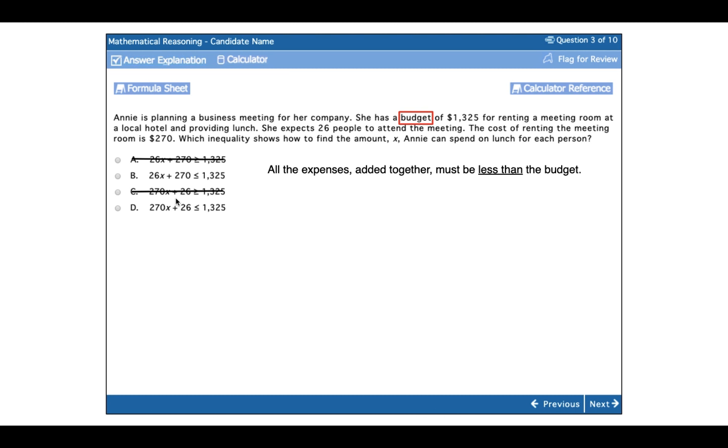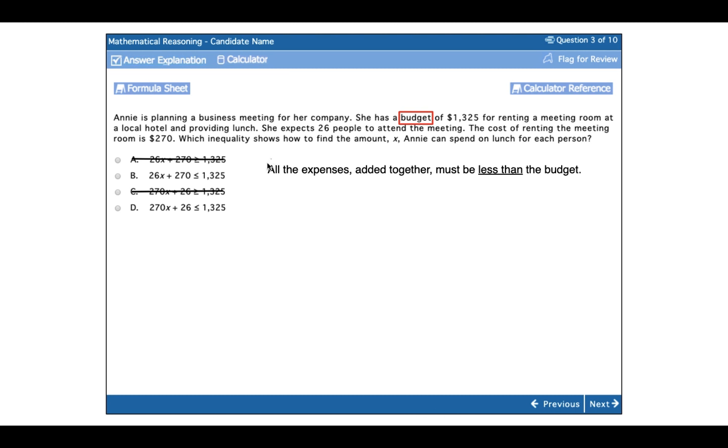So the question is, we have 26 people coming to lunch and $270 for the room. And we have this X. The only difference between B and D is where the X is, really. The X is next to the 26 here, and it's next to the 270 here. And we know that X is the amount that she can spend on lunch for each person. Okay, well that makes sense.